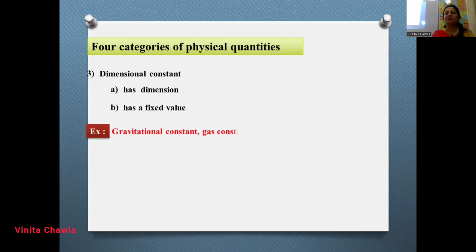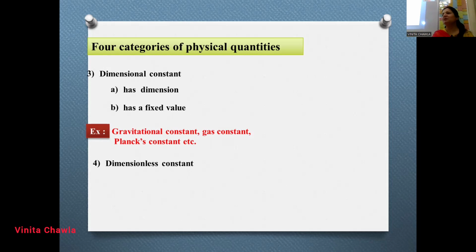Okay, examples are gravitational constant, gas constant, Planck's constant, etc. You'll be studying gas constant and Planck's constant in this session. Okay. Fourth is dimensionless constant. So we have a constant and that constant has no dimensions.